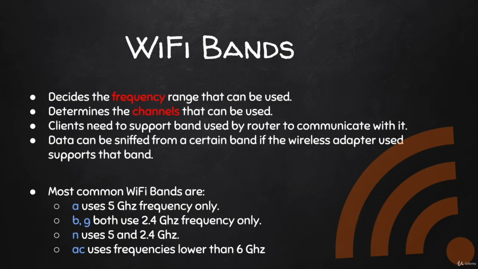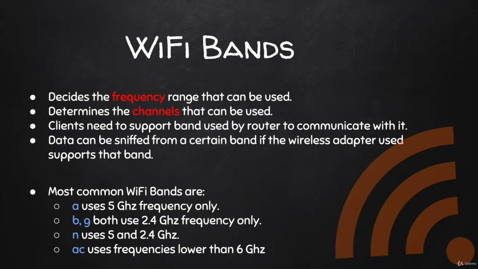In this lecture, I'd like to talk about Wi-Fi bands. The band of a network defines what frequency it can use to broadcast the signal. This means it also defines the frequency that the clients or the computers need to be able to support and use in order to be able to connect to this network. The two main frequencies used in Wi-Fi networks are 2.4 and 5 GHz.